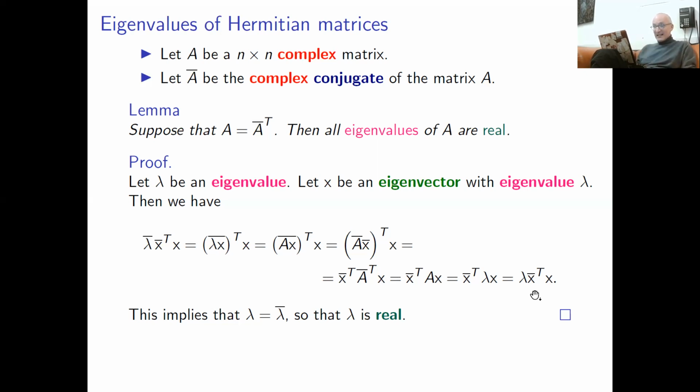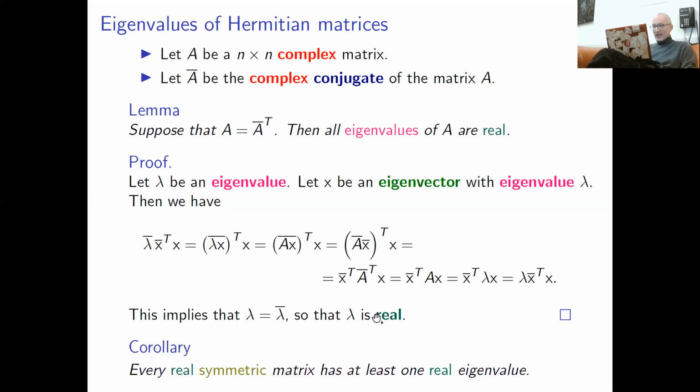So if at least one entry of vector x is not 0, this is a positive real number. But vector x is not 0 by definition, because it's an eigenvector. So this is a positive real number. And this is the same number. So you can just cancel and you get what we want here.